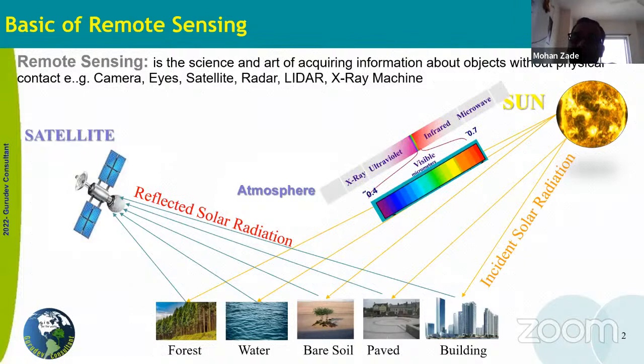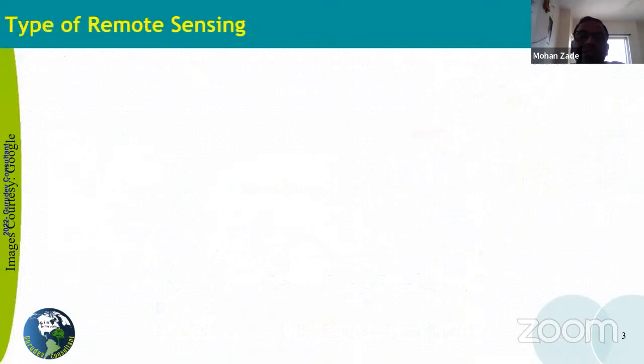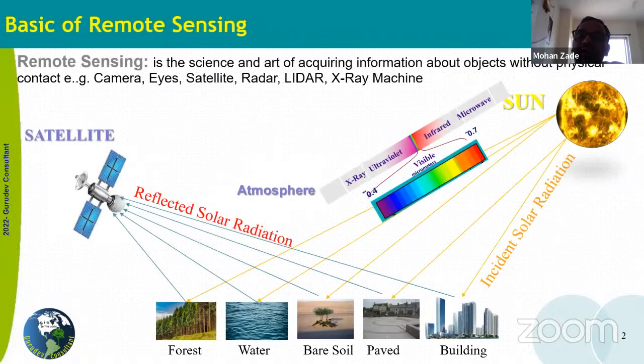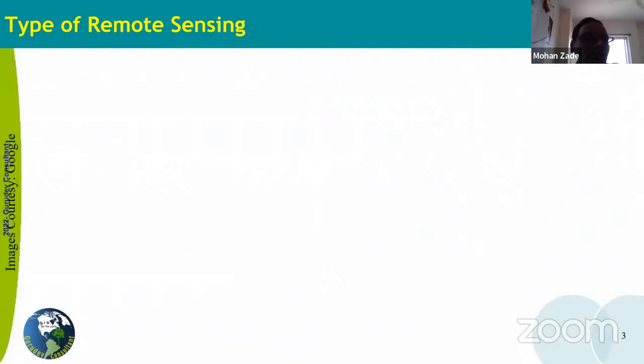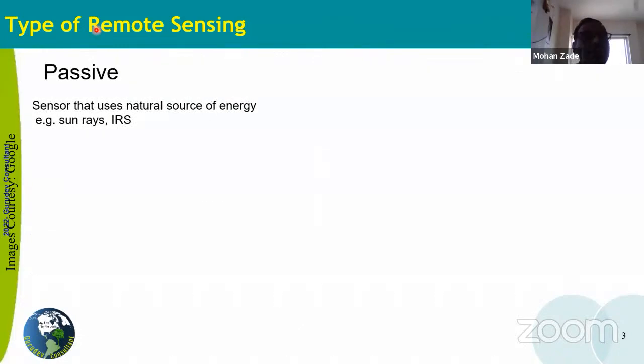Now, when the incident solar radiation comes, it comes with the electromagnetic spectrum. However, in remote sensing, we mostly deal with the visible and near-visible or infrared range. Our visible range starts from 0.4 to 0.7 micrometer. This is the visible range. We will learn about this in a few further slides. So this is how the reflected solar radiation is captured by the satellites.